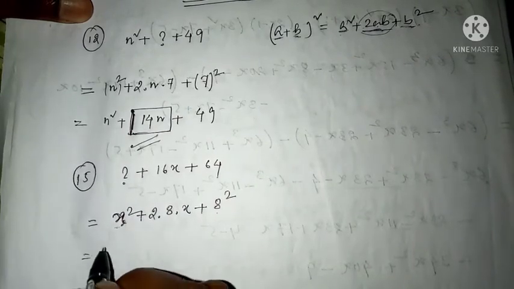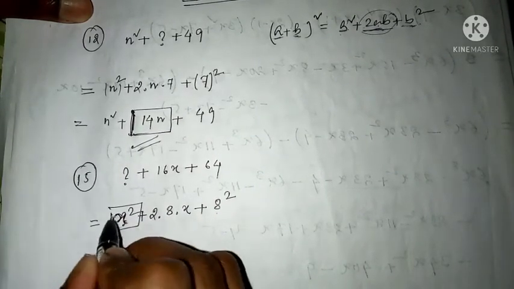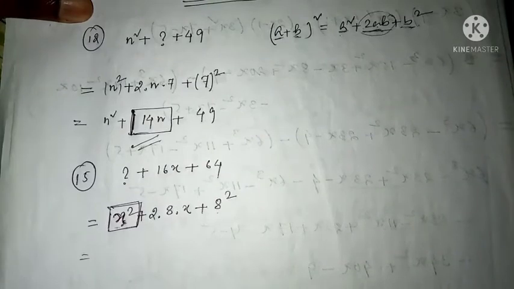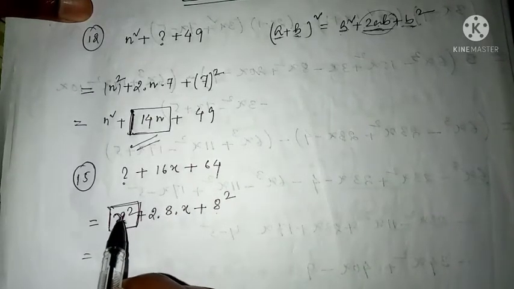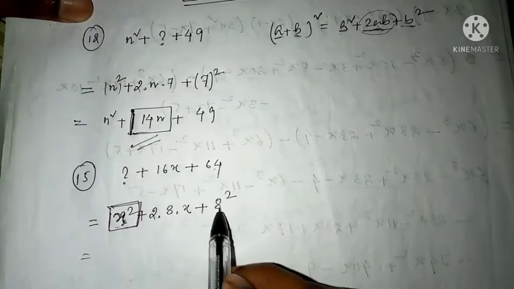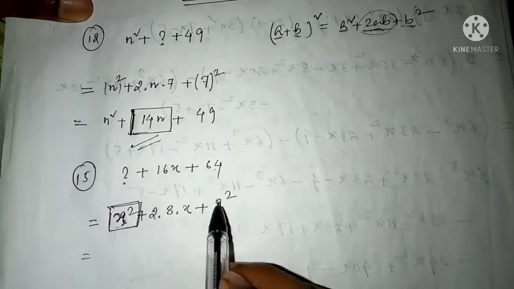Okay, so this x square will be our first term. I hope you have understood this one. I'm repeating it again, it's very simple. Firstly, this term is not known to us. The second term is your 8 square, that means 64, so I can write 8 square.